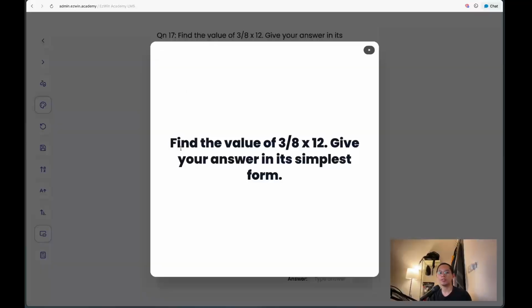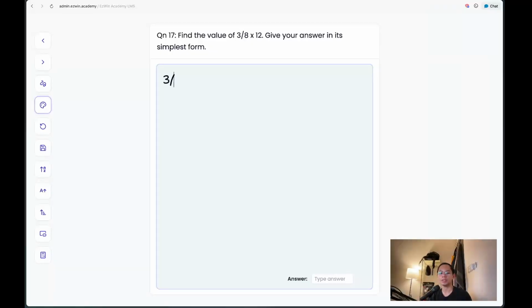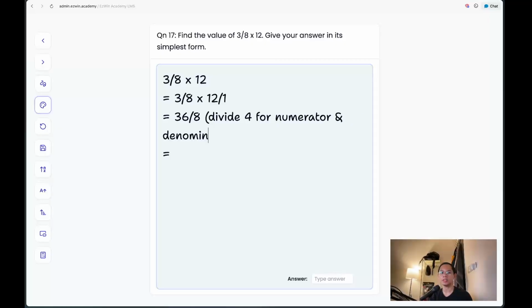Question 17. Find the value of 3 over 8 times 12. Give your answer in the simplest form. So 3 over 8 times 12. In this case, you can just multiply, it's the same as 3 over 8 times 12 over 1. So the, I would say, lazier way is 36 over 8. Then we just simplify. So 36 divided by 4. So you can just say divide 4 for the numerator and the denominator. And this will give us 9 over 2. In this case, it is 4.5. Therefore, the answer is 4.5.